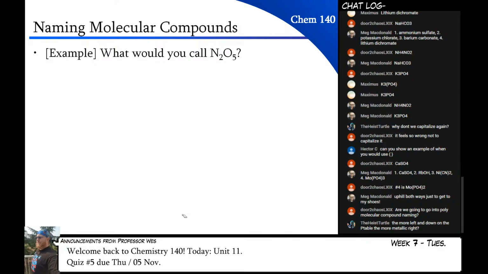All right, let's do some examples. So what would this be called, and what are the number prefixes for each element? So first of all, look at N, look at O, look at the numbers. Give me a name for it.